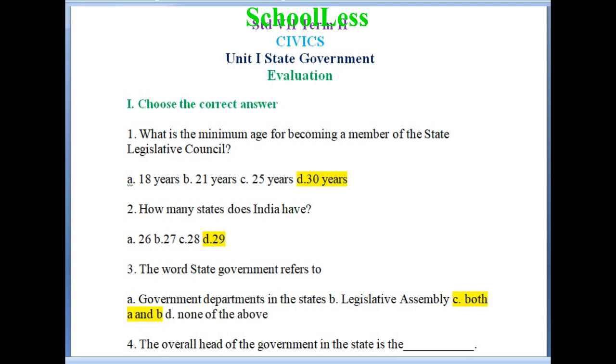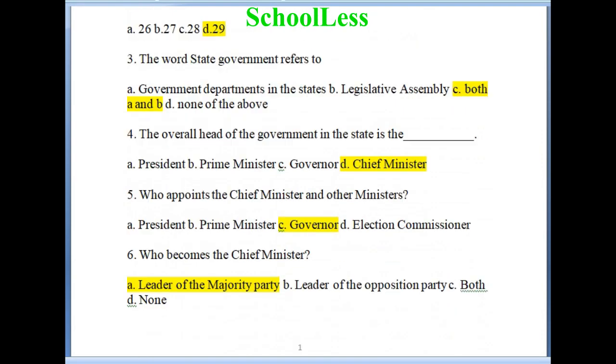The word state government refers to A. Government departments in the states, B. Legislative Assembly, C. Both A and B, and D. None of the above. So choice C, that is both A and B, is the right choice, and therefore C is the right answer.